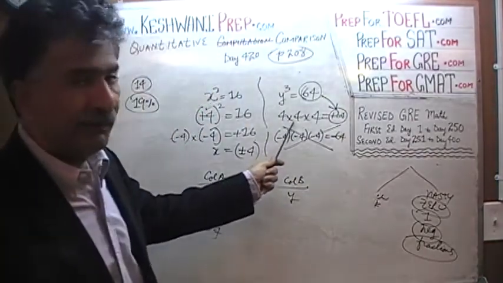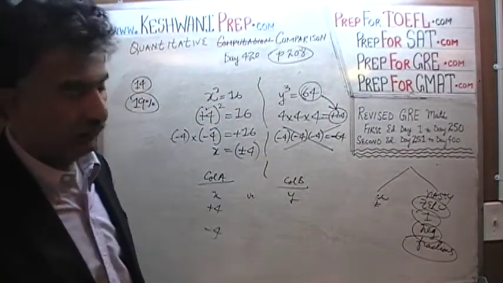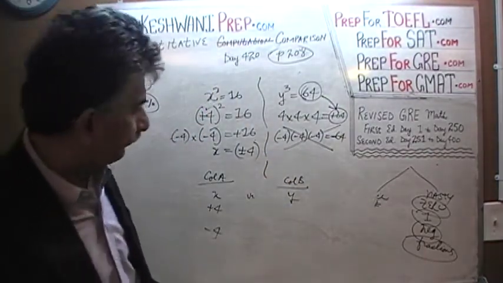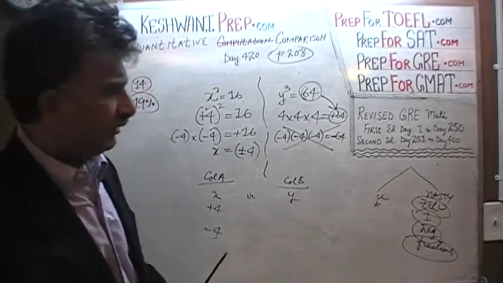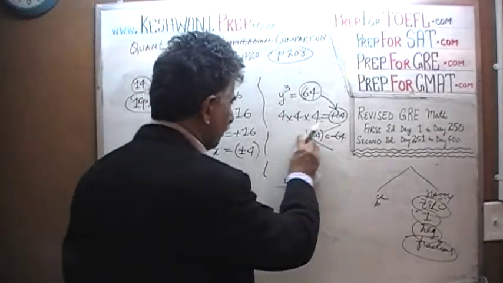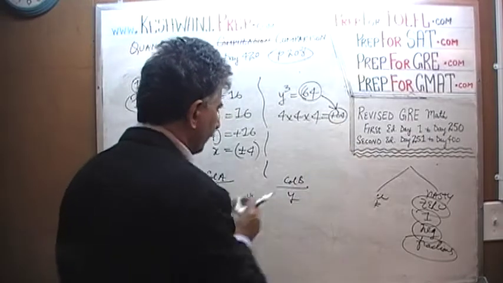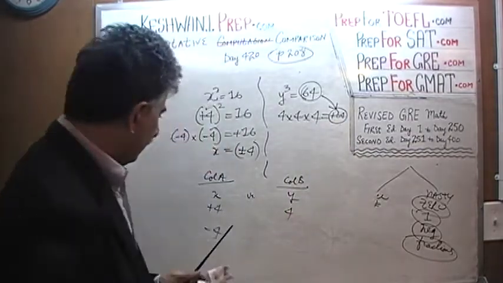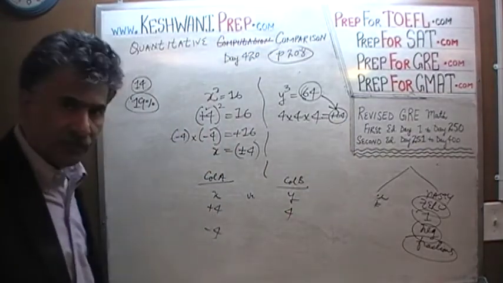Y has to be only one value, which is positive 4. Y cannot be negative 4. You understand? Even if y were negative 4, that would not change anything. I don't know why I went there. Y is positive 4. X can be positive 4 or negative 4.